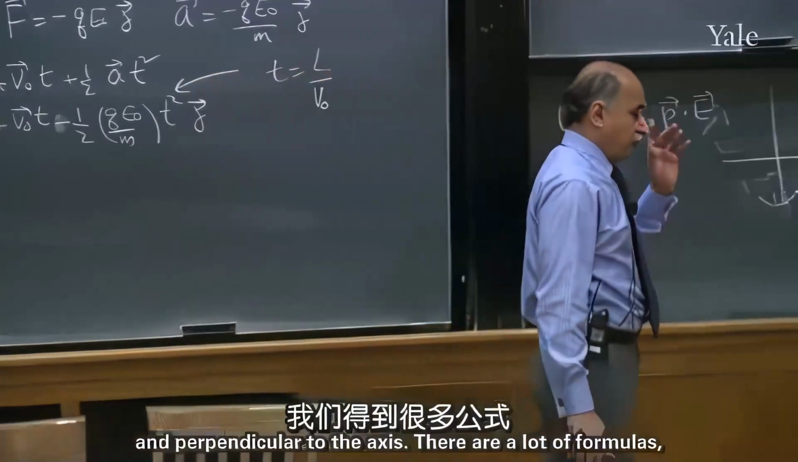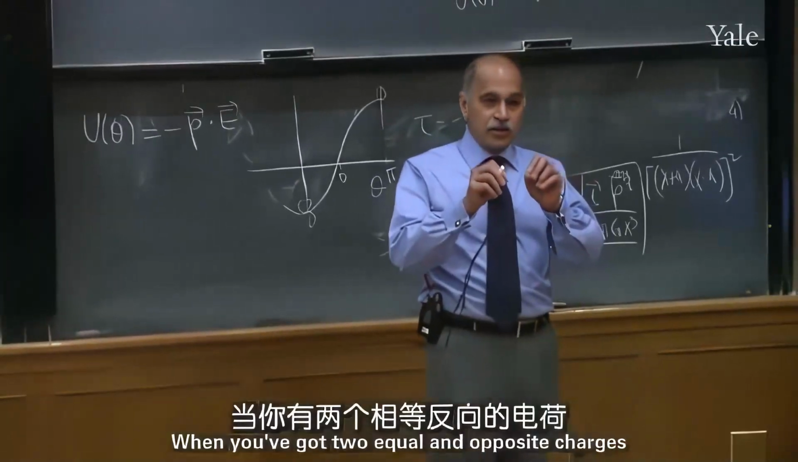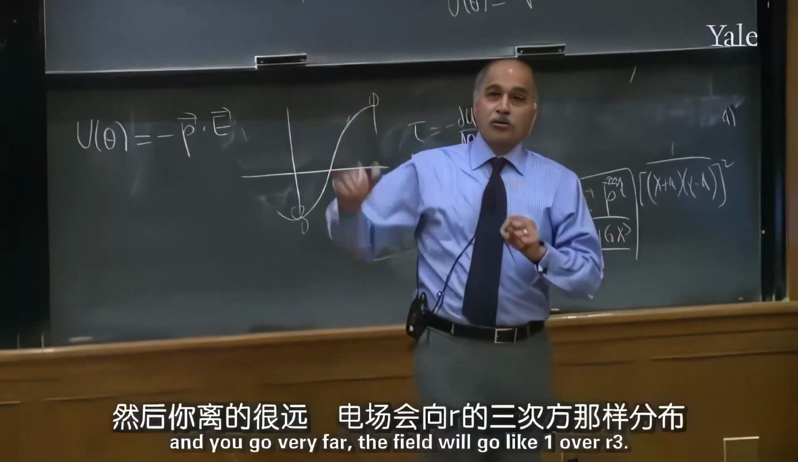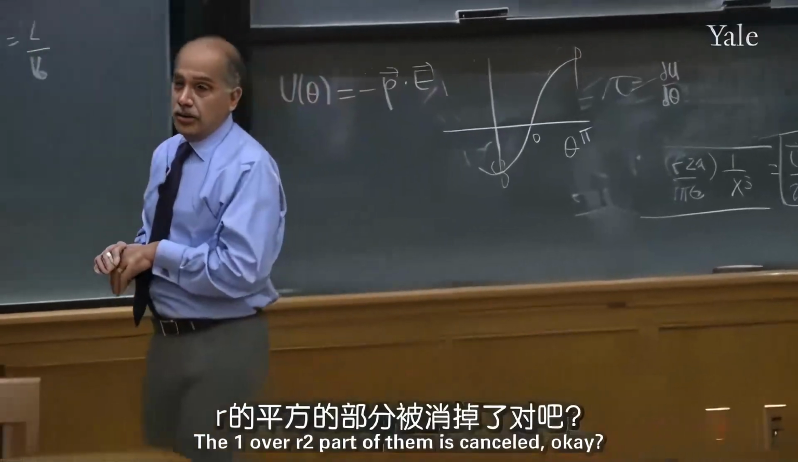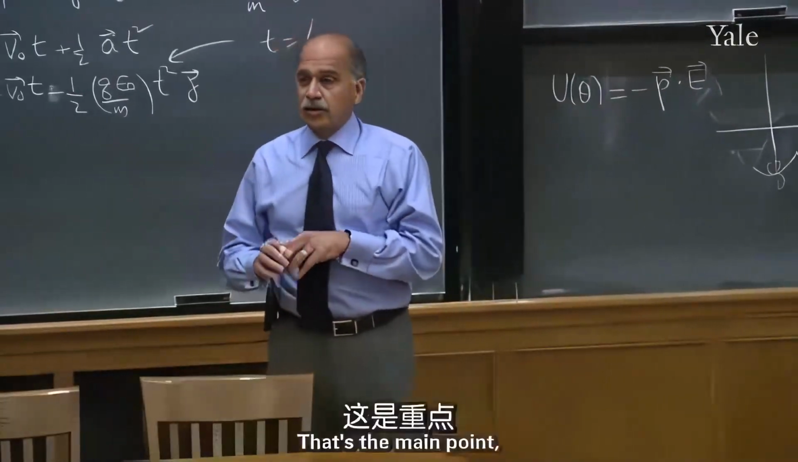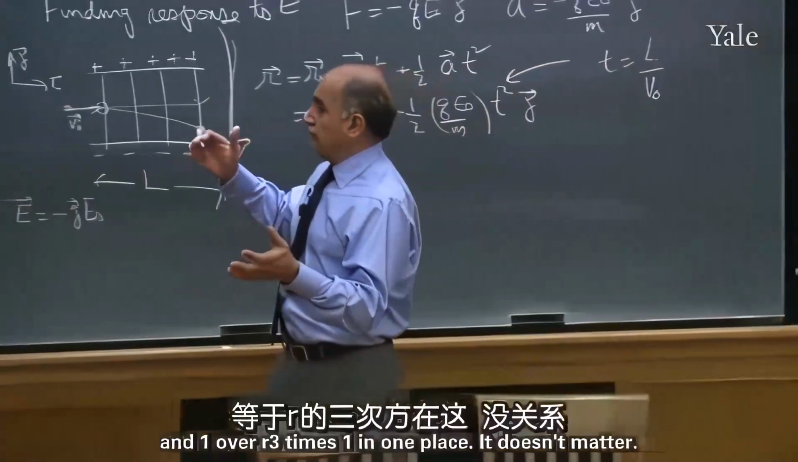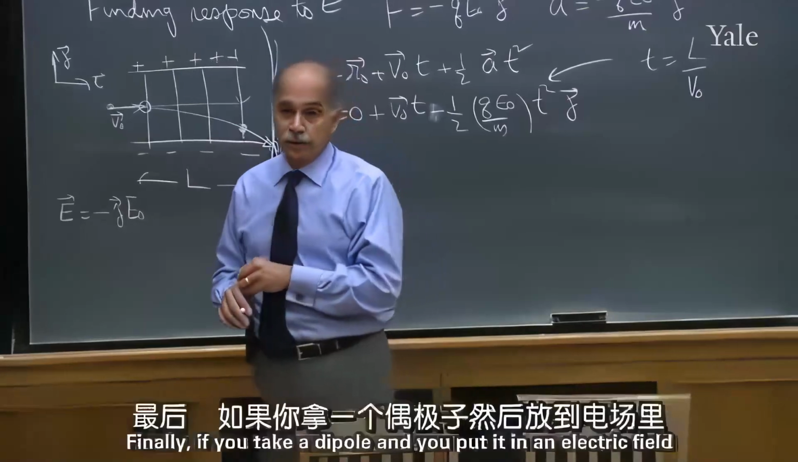There are a lot of formulas, but one thing you should carry in your head: when you've got two equal and opposite charges, and you go very far, the field will go like 1 over r cubed. The 1 over r squared part of them is cancelled. Okay, that's the main point. It goes like 1 over r cubed times 2 in one place and 1 over r cubed times 1 in another. It doesn't matter. The main thing is it's 1 over r cubed.